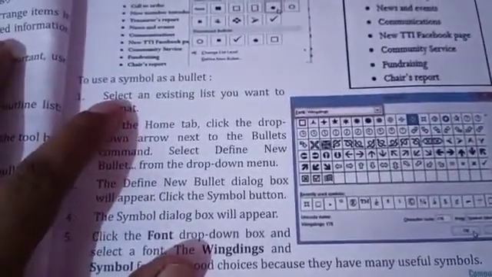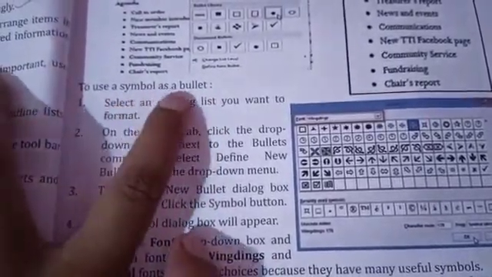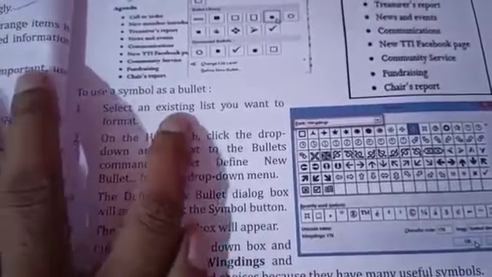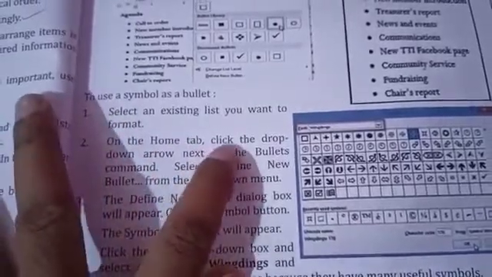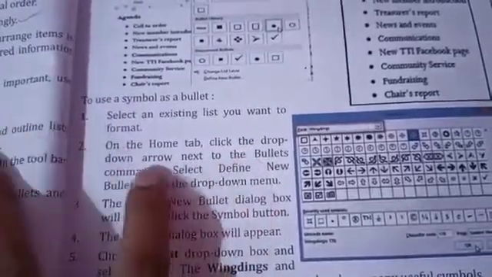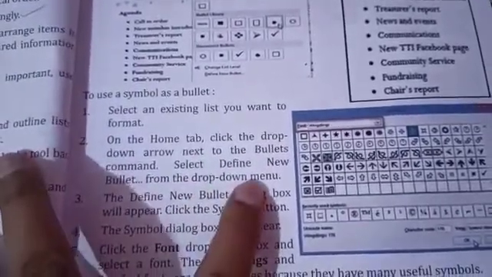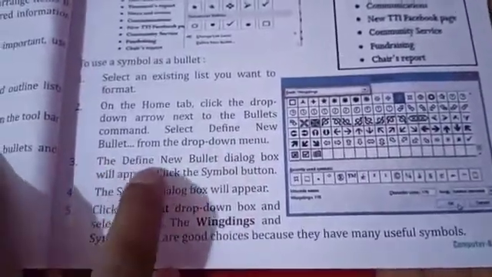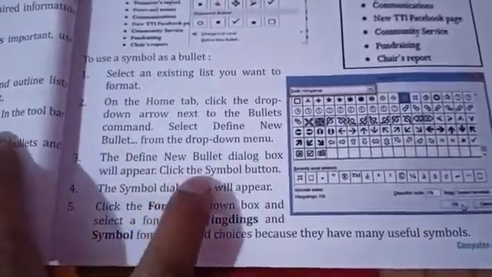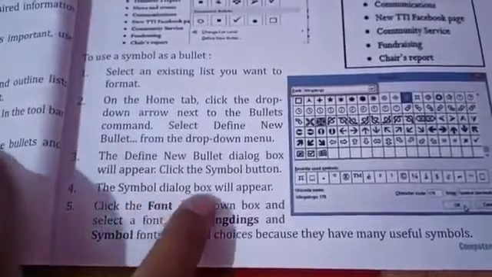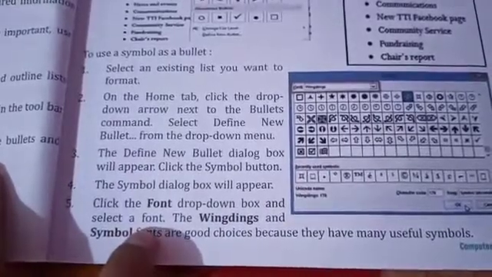Next, to use a symbol as a bullet, select an existing list you want to format. On the Home tab, click the drop-down arrow next to the Bullets command. Select Define New Bullet from the drop-down menu. The Define New Bullet dialog box will appear. Click the Symbol button. The Symbol dialog box will appear. Click the Font drop-down box and select a font.